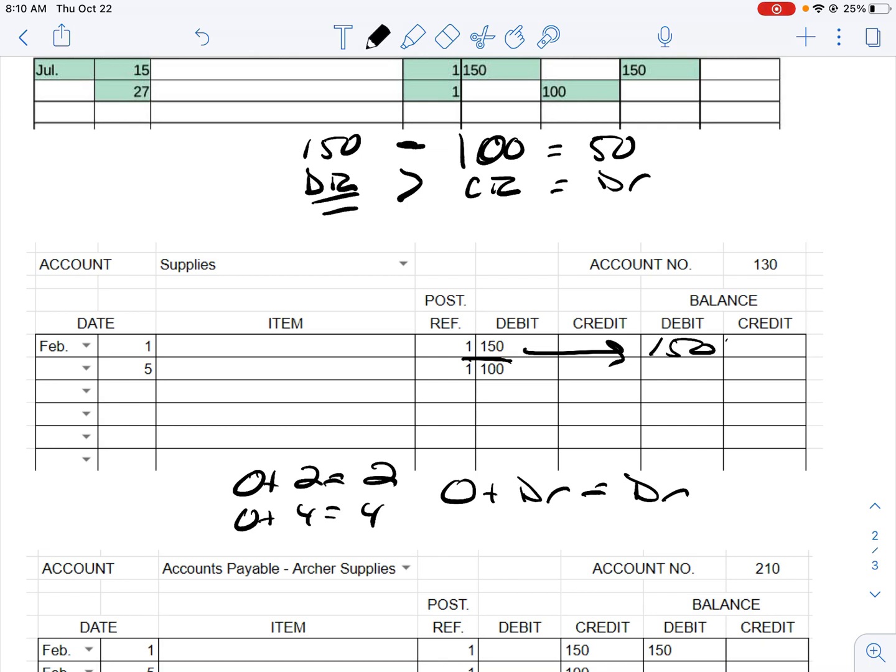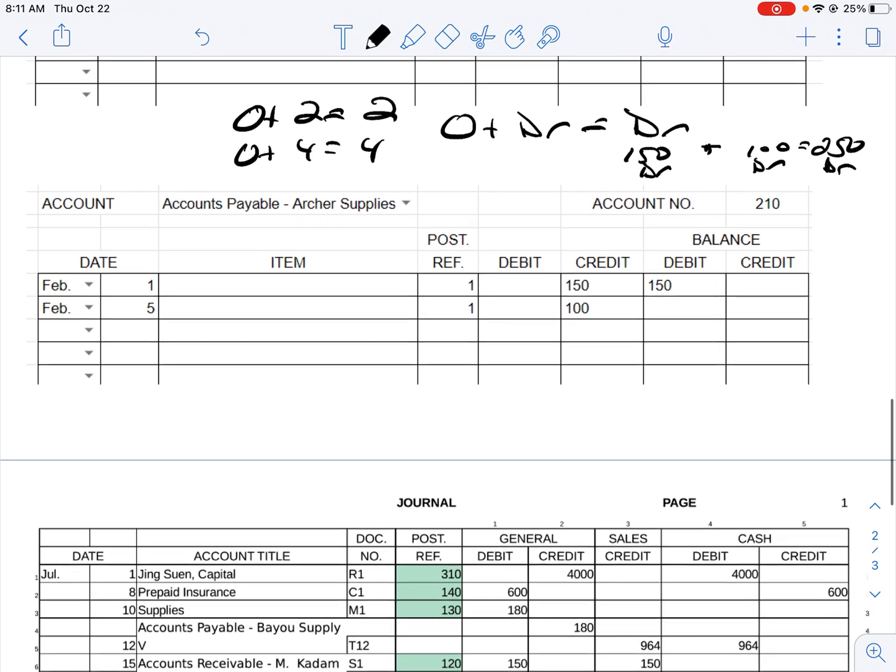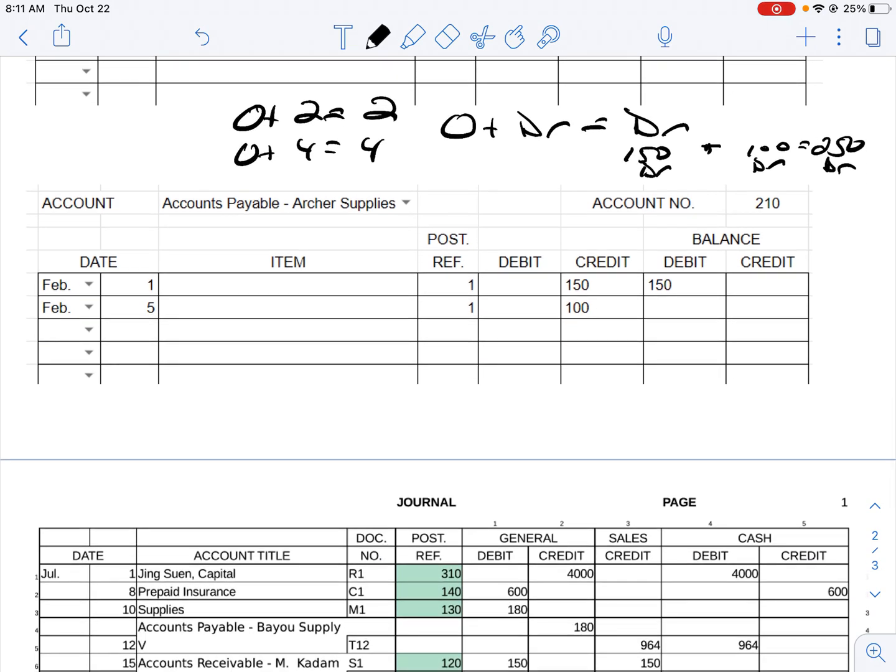So as we move on here, we have a 150 debit and a $100 debit. They are the same, so we're going to find the sum, and that's going to be a $250 debit. We just added those together. And if you think about it, what's happening when we debit supplies? We are buying supplies. Our supplies are increasing. Assets sit on the left-hand side of the accounting equation. Since they sit on the left-hand side, they have a normal balance or an increase side of a debit.